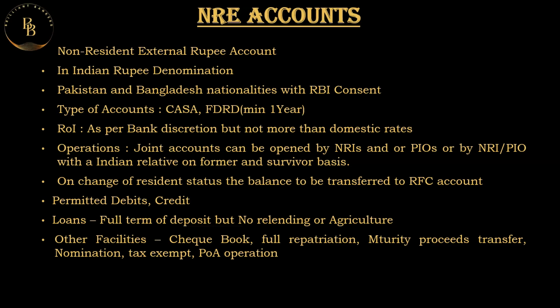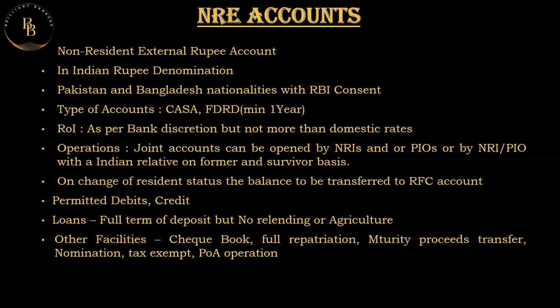What are the other facilities provided to NRI account holders? They are issued a checkbook, and full repatriation of the deposit amount, including the interest, is permitted. Maturity proceeds can be transferred to another NRI or FCNR account with the same or another bank if desired by the depositor. Nomination facilities are available in the account. Maturity proceeds can be transferred in whole. Income by way of interest is exempt from tax.